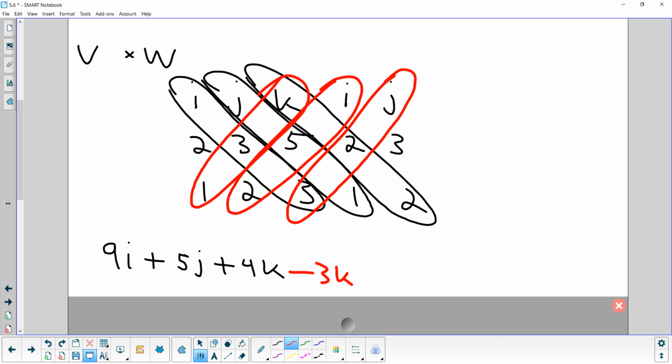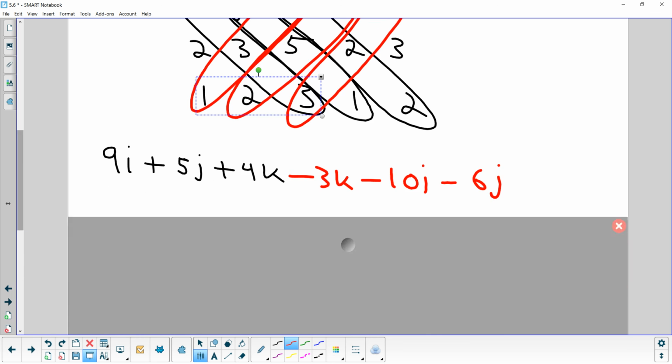Now subtract. What's i times 5 times 2? What's that come up to? 10i. And what about j times 2 times 3? Lacey? 6j. Remember, subtract it. Now, just combine your like terms, and that's your final answer.